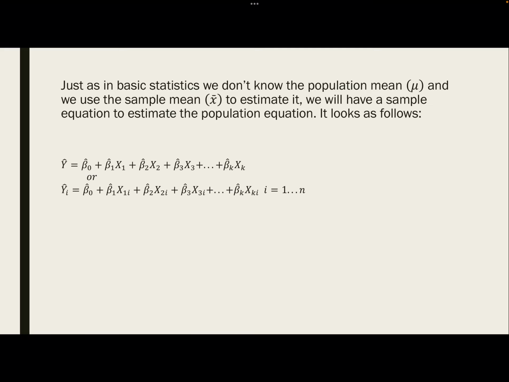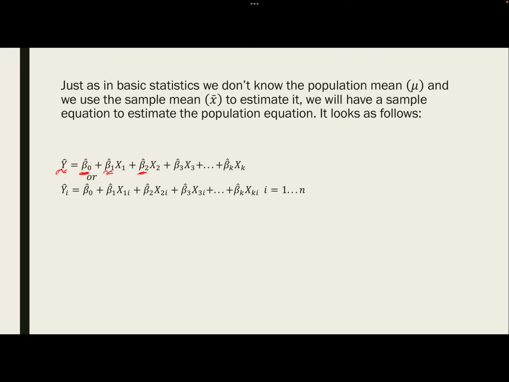So a couple differences. Anything that has a hat on it becomes an estimator, and we'll be able to get estimates for it. So we'll have an estimate for our dependent variable. We'll have an estimate for these betas. I haven't talked about this beta 0. We'll talk about that potentially in a future video.